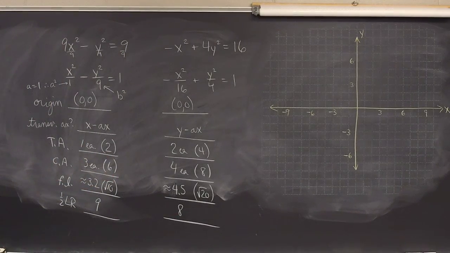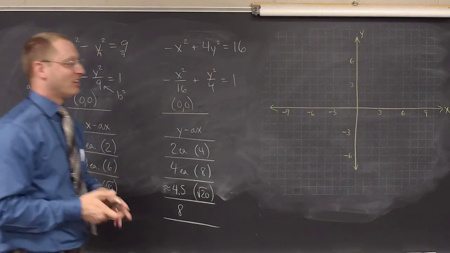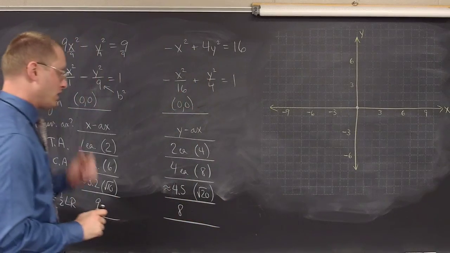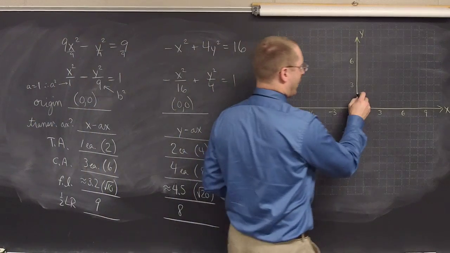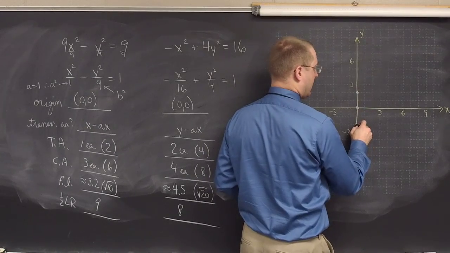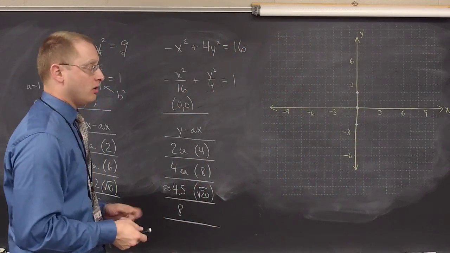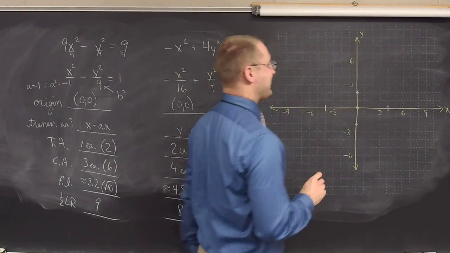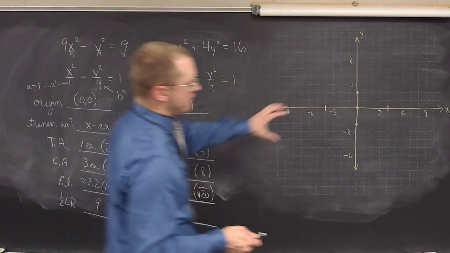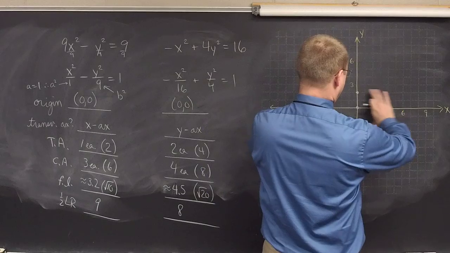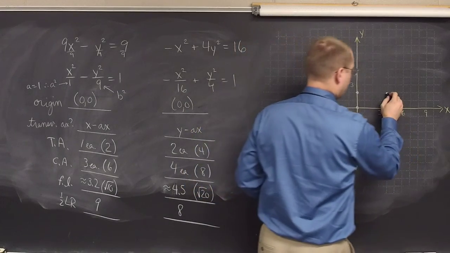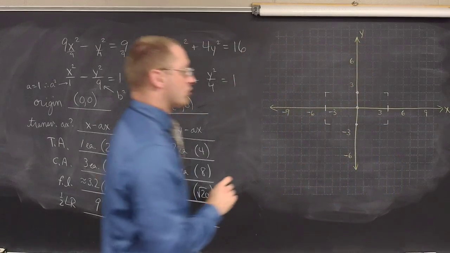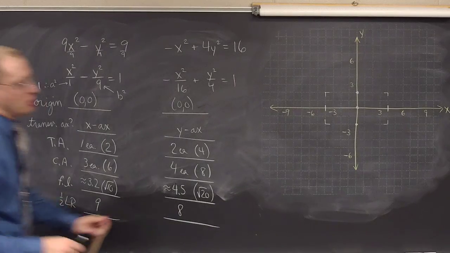All right, let's go and take a look. So we start by plotting our origin at 0, 0. From there along the y axis, we're going to go up and down 2, and these are our vertices. Then we're going to go outward from the origin 4 in each direction. These are not points of consequence. These are simply the sides of the fundamental rectangle. Once we've got these 4 points plotted, we picture that rectangle and mark the 4 corners, so that we can then draw our asymptotes.